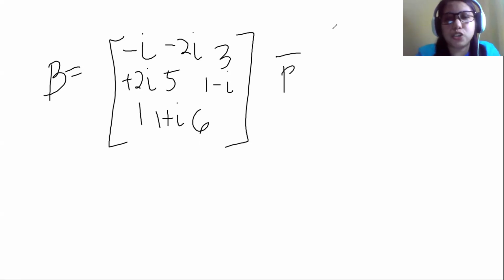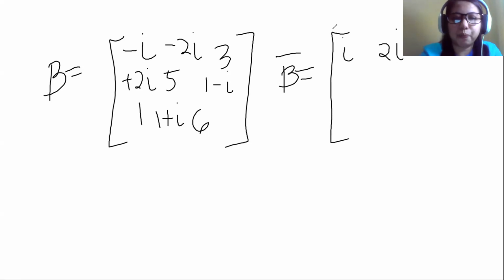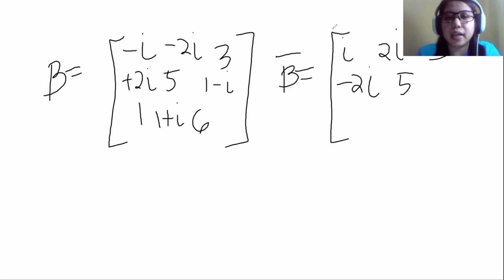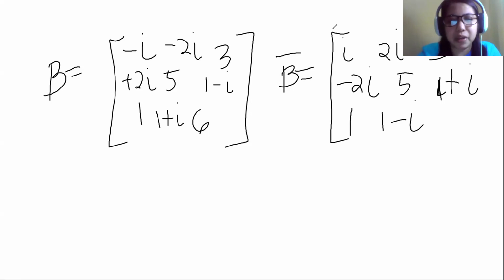So let's get the conjugate of B. So what is the conjugate of B? So negative i becomes positive i. Negative 2i is 2i. Retain 3, and then 2i is negative 2i, retain 5. 1 minus i is 1 plus i, and then retain 1. 1 minus i, because this is 1 plus i, and 6.